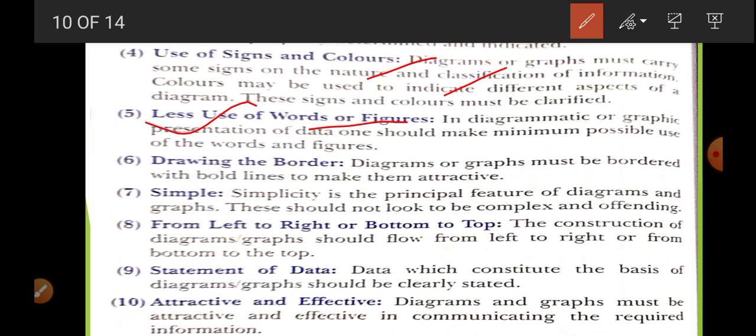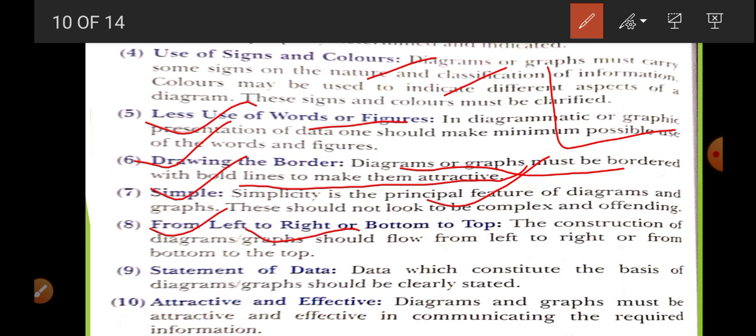And what is our aim? To make things simpler and more representable. Drawing the border: a diagram or graph must be bordered with a bold line to make it attractive. Simple, so obviously we should keep in mind that it should be simple, not very complex.